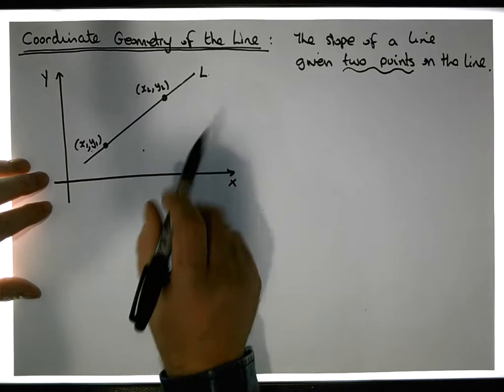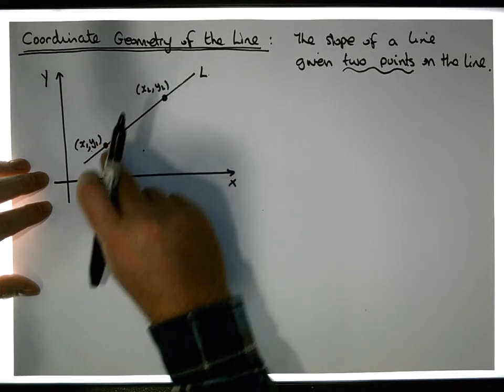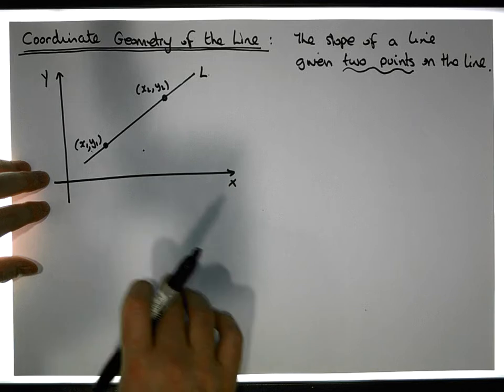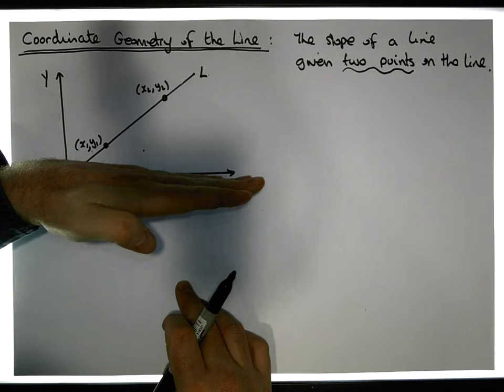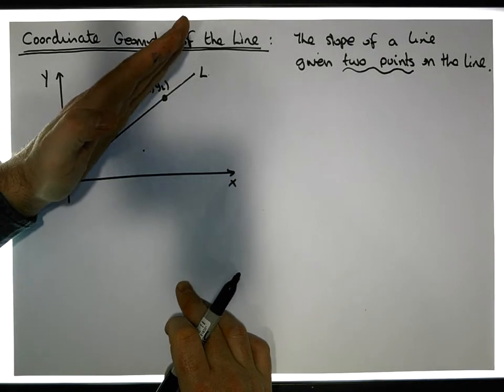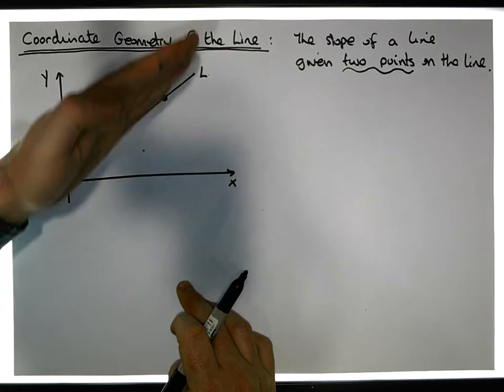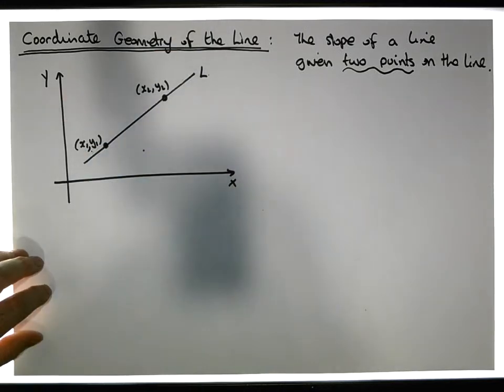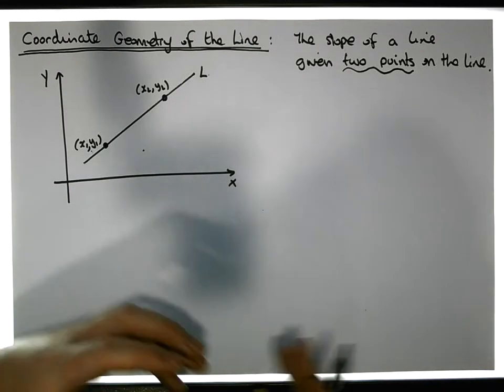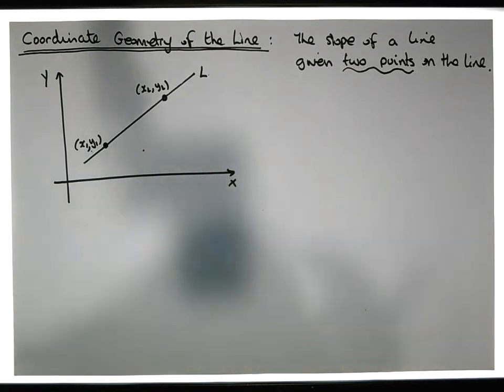The slope of the line is the angle that the line makes with the positive x direction, the positive x axis. So from here up to here, this is the slope of the line. It's the gradient of the line. It's how steep the line is. But how do we measure that? How do we talk about steepness? How do we talk about gradients?